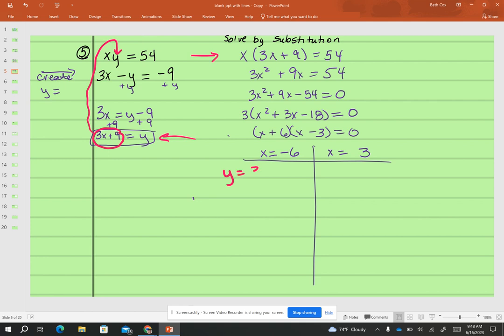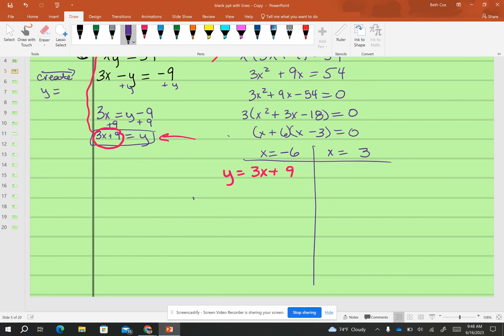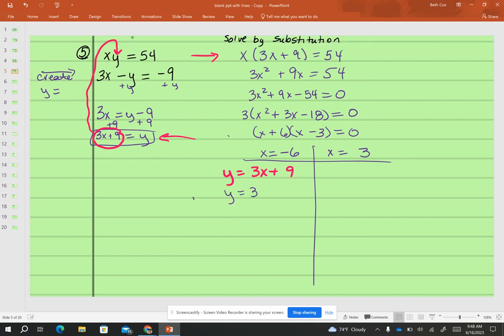Y is 3x plus 9. So if x is negative 6, then y is equal to 3 times negative 6 plus 9. So that's negative 18 plus 9, which is negative 9. So then when x is negative 6, y is negative 9. That's the answer.